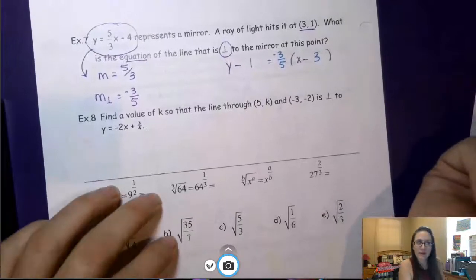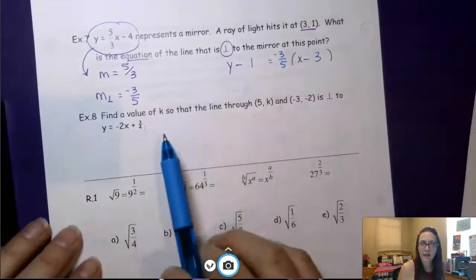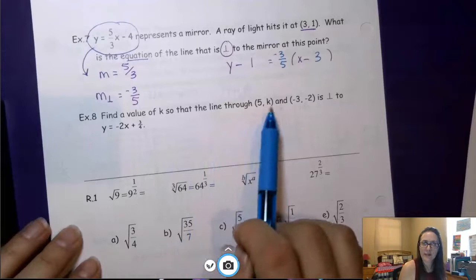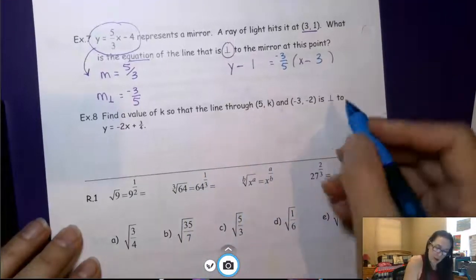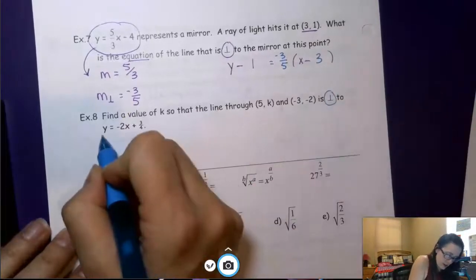So good job if you're ready to write it that way. Now find a value of k so that a line through these 2 points is going to be perpendicular to this line.